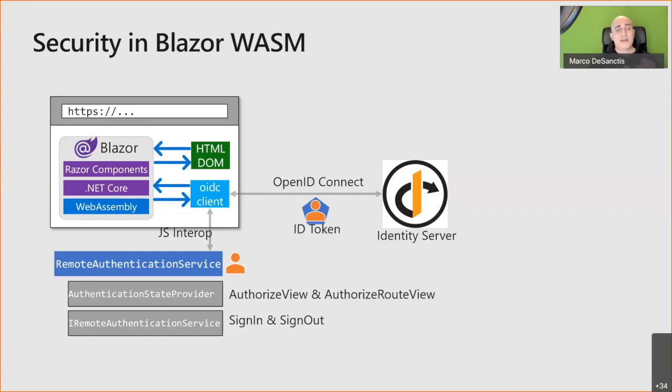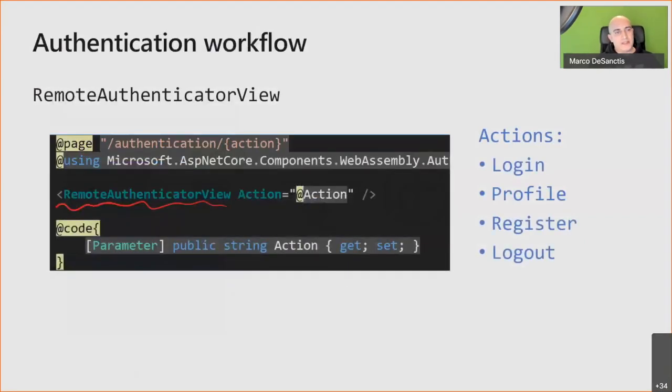However, we're pretty much never going to use these methods directly, because the default template comes with this page here called Authentication, which internally uses this object called RemoteAuthenticatorView. And what is that? This is an object that wraps the logic around all the flows that happen during an OpenID Connect interaction between the client and the identity provider.